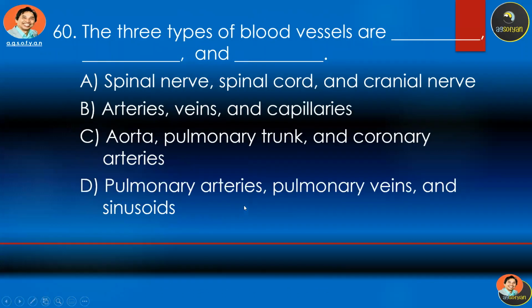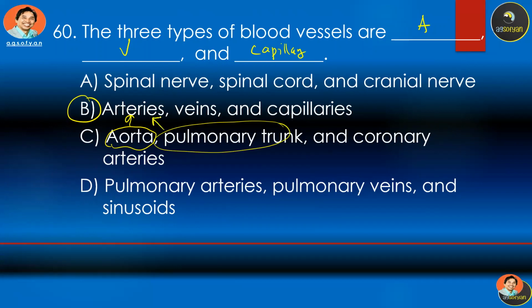The three types of blood vessels are blank, blank, and blank. Okay, choose your answer. There are three types, which are artery, vein, and they combine to make capillary. So artery, veins, and capillary, these are the three types of blood vessel. How about aorta? Aorta is a type of artery. Pulmonary trunk is a type of artery. Coronary artery, of course, this is an artery.